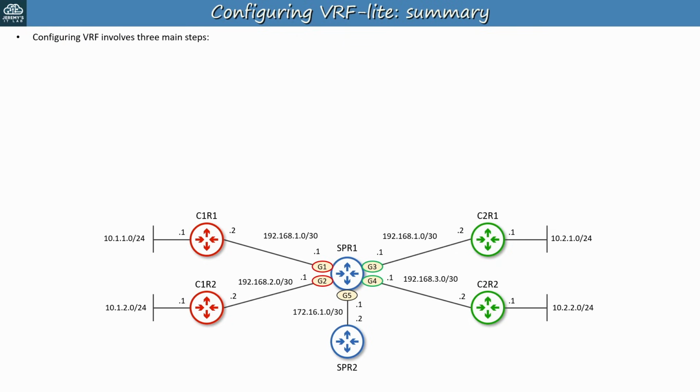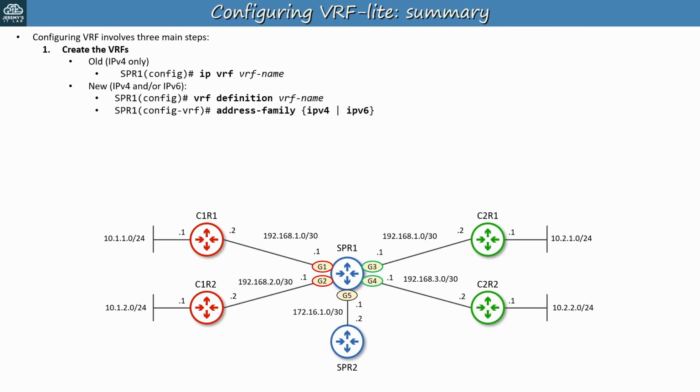Here's a review of those 3 steps we did. First, you have to create the VRFs. I showed 2 ways to do it. First, the old method, which only supports IPv4, uses the command ip vrf. The newer method, which supports both IPv4 and IPv6, uses vrf definition, and then you need to specify address family IPv4 or IPv6. You can use both if you want, if the VRF is going to use both v4 and v6. Then the second step is to assign interfaces to each VRF.